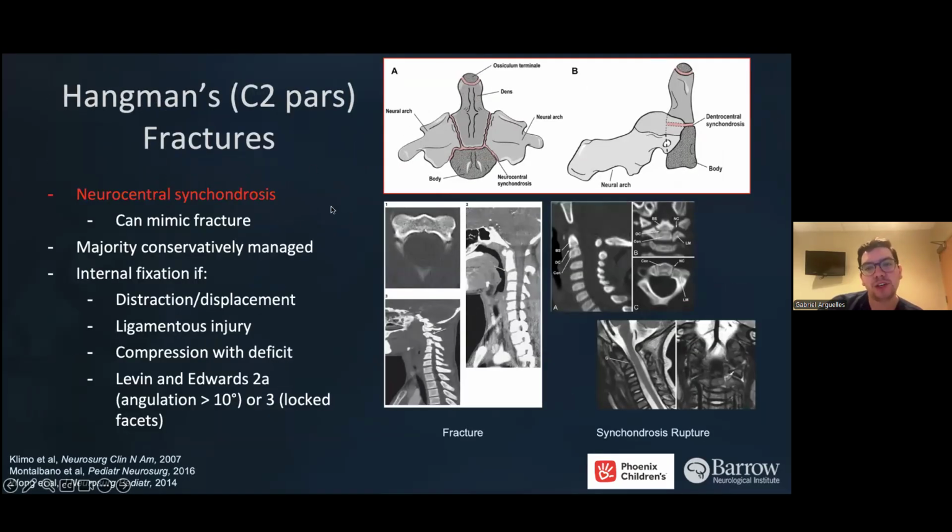C2 pars fractures are very rare in children. They usually don't happen because of these synchondroses, and you don't want to confuse them again. And you only want to fuse them when they're displaced. So we won't get into them too much because they're so rare in children, but it's a similar idea from the last two slides.